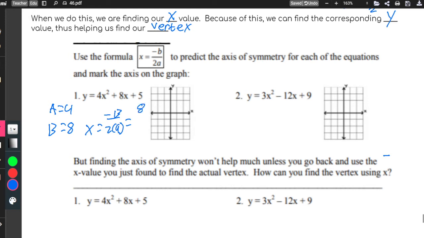So it's going to be negative 8 over 8. So we get x equals negative 1. And if we draw that, it's going to be a vertical line where x equals negative 1.